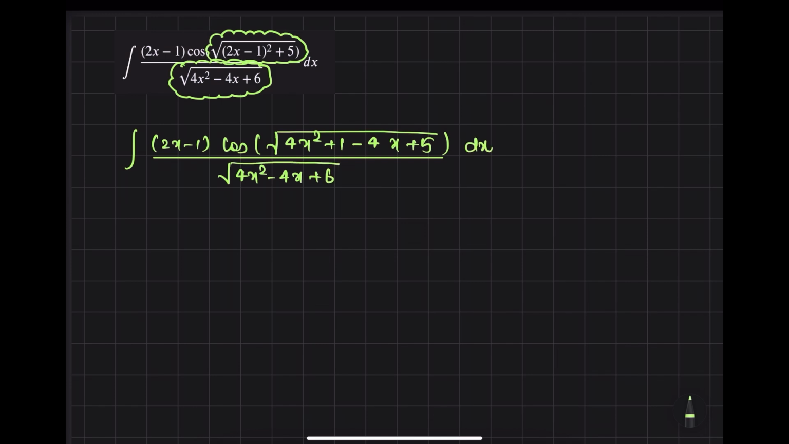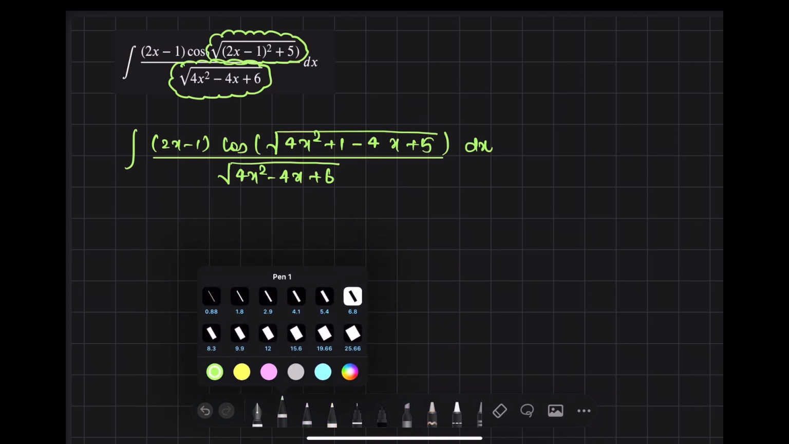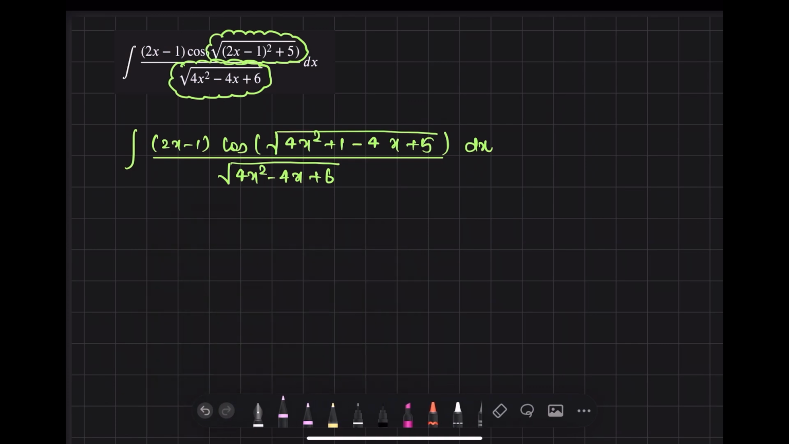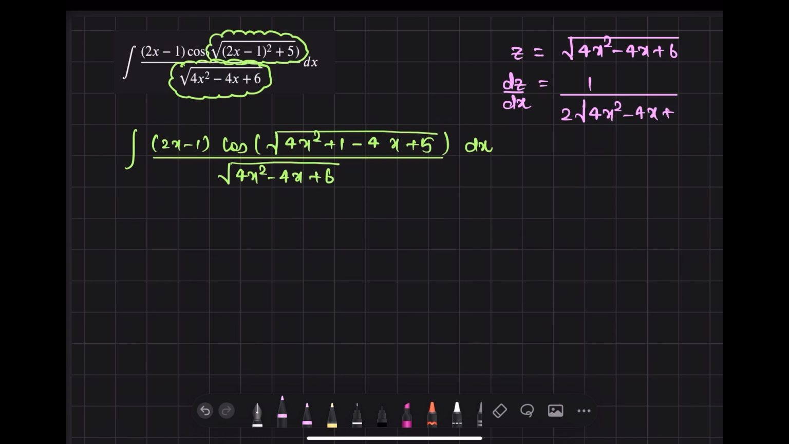Now what you have to do, both are ugly and both are the same. So I'll take that thing as z. So root over 4x square minus 4x plus 6, I will take this whole thing as z. So let's differentiate dz by dx. You know that the differentiation of root x is 1 by 2 root x. So 1 by 2 root 4x square minus 4x plus 6.